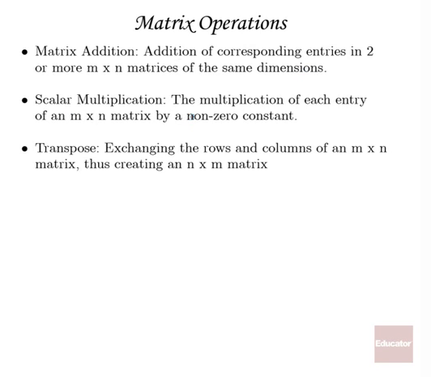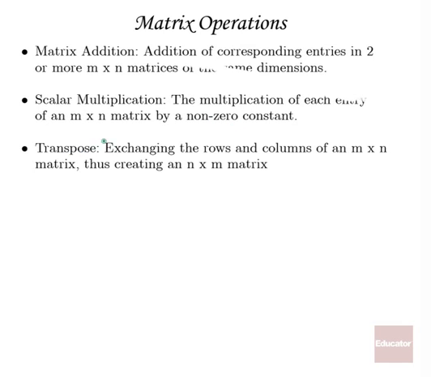Scalar multiplication is the multiplication of each entry of an m by n matrix by a non-zero constant. So if I have a matrix, could be 3 by 6, and I multiply it by 5, I multiply every entry in that matrix by the 5.